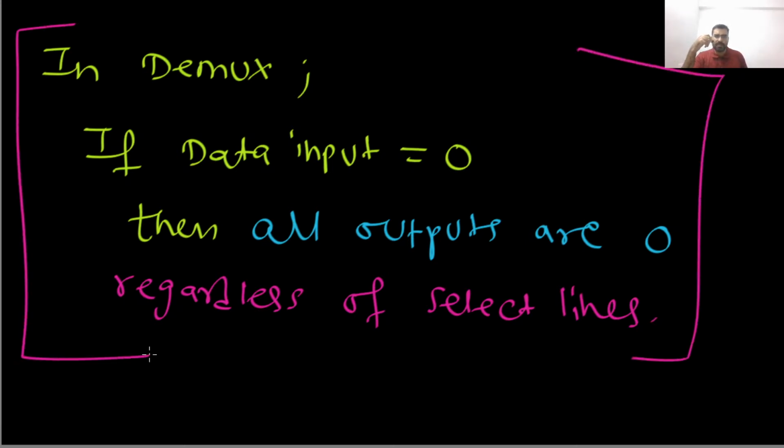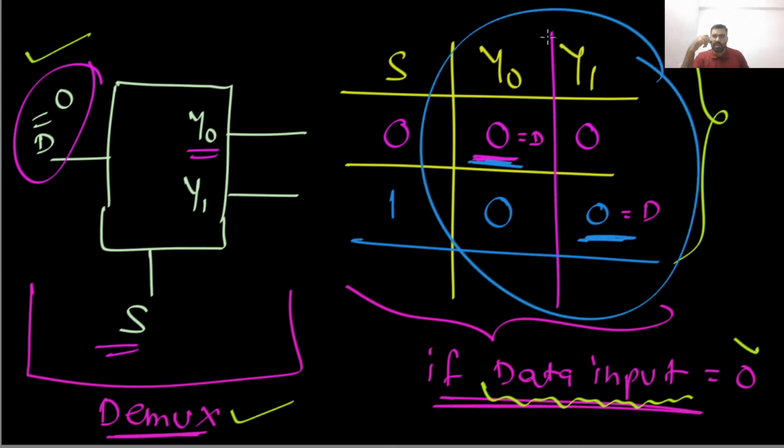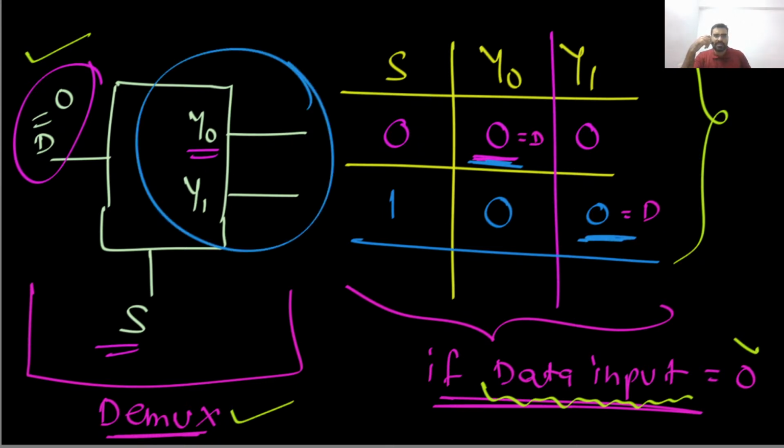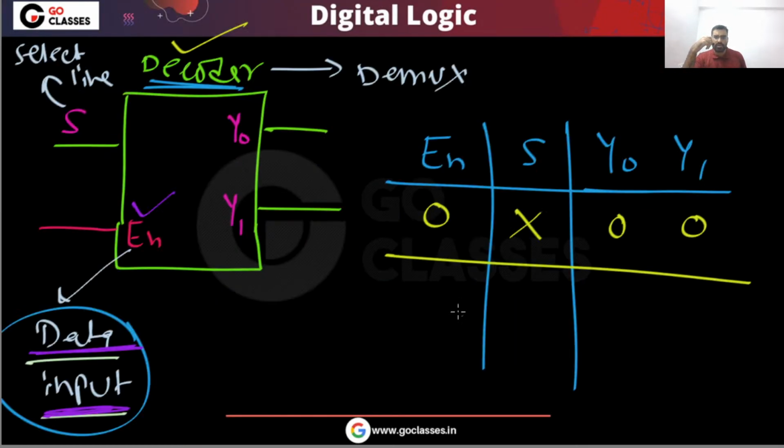In the demultiplexer, if your data is 0, then regardless of the select line, all the outputs will be 0, because your data is 0. Automatically all these output lines become 0 regardless of your select lines. So if I use this enable as a data input, then yes, this behavior is fine. This is what we want in the demultiplexer.